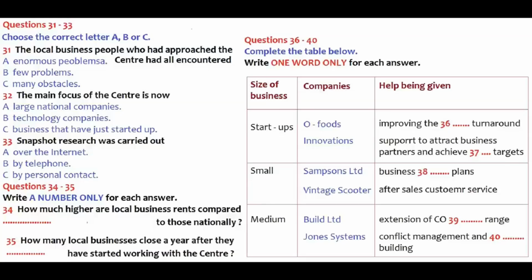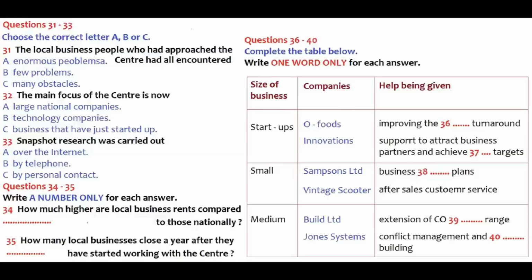O Foods, a small start-up company with 9 employees involved in organic food and based at a local market, has 1 final year graduate doing a year-long study on improving the stock turnaround. This was a particular problem because the company found that they were losing sometimes up to 30% of their stock. Another start-up is Innovations, which deals with producing video games. This company, which employs only 5 people, all under the age of 25, is receiving support in attracting business partners and achieving production targets.